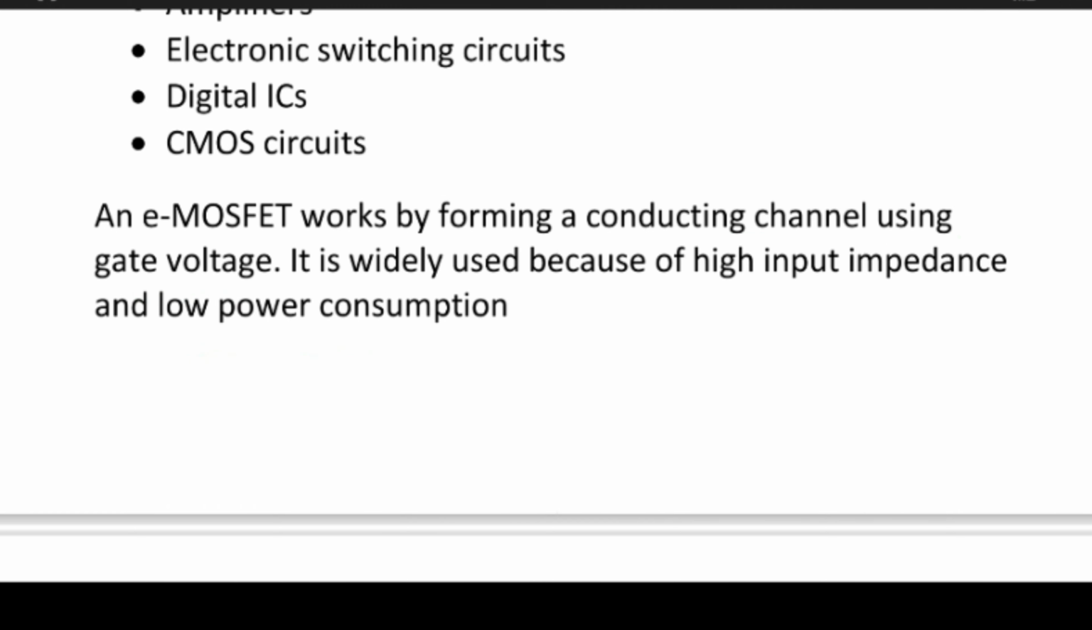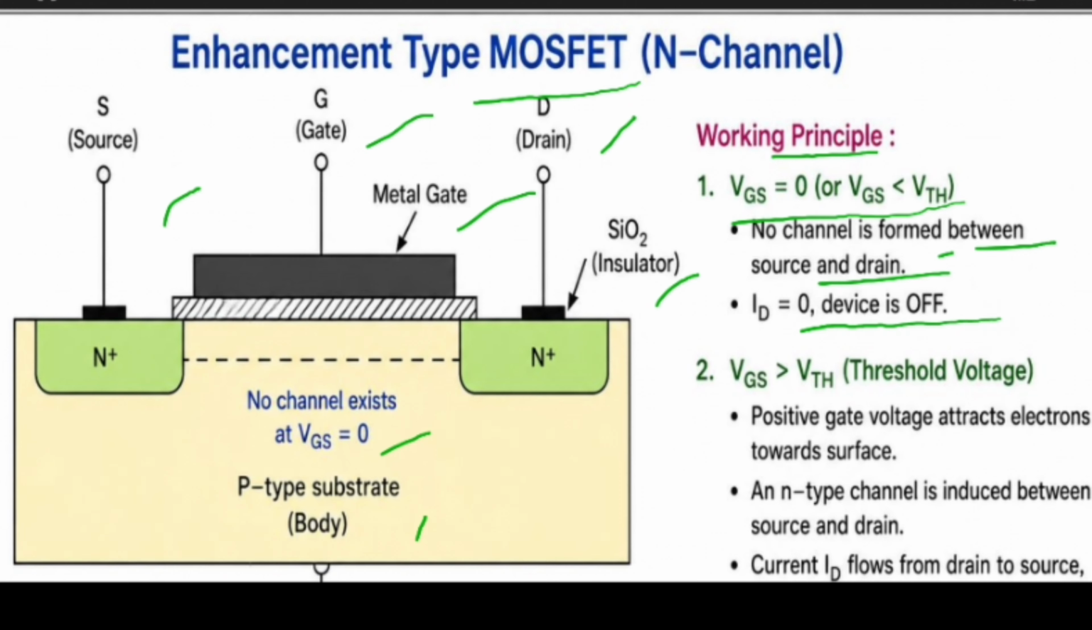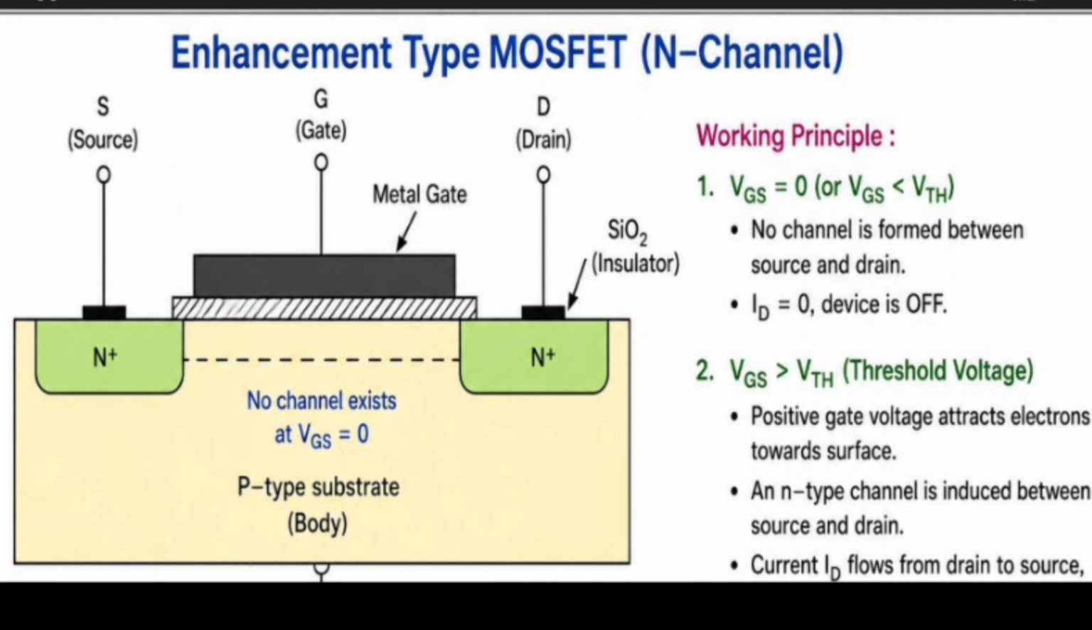Here below is the diagram for the enhancement type N channel. N plus regions are the source and drain, with the metal gate and silicon dioxide insulator. So no channel exists when VGS is equal to 0. The P-type substrate is the body. This is the diagram. Working principle, condition 1: VGS becomes 0. There is no channel formed between the source and drain, so ID becomes 0 and the device is off.